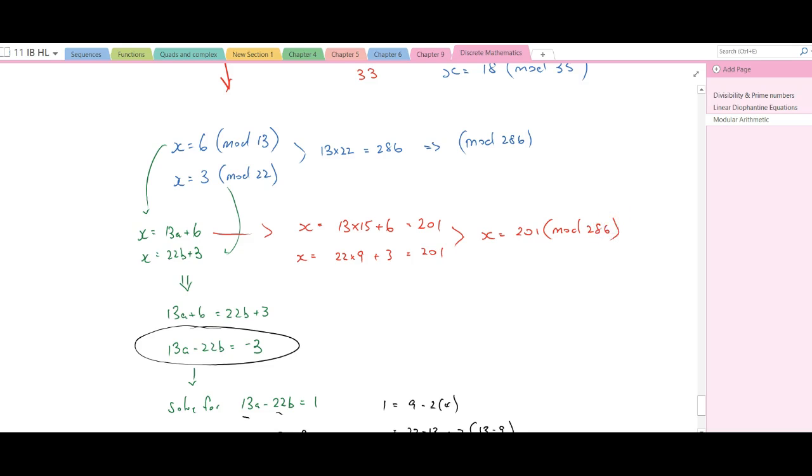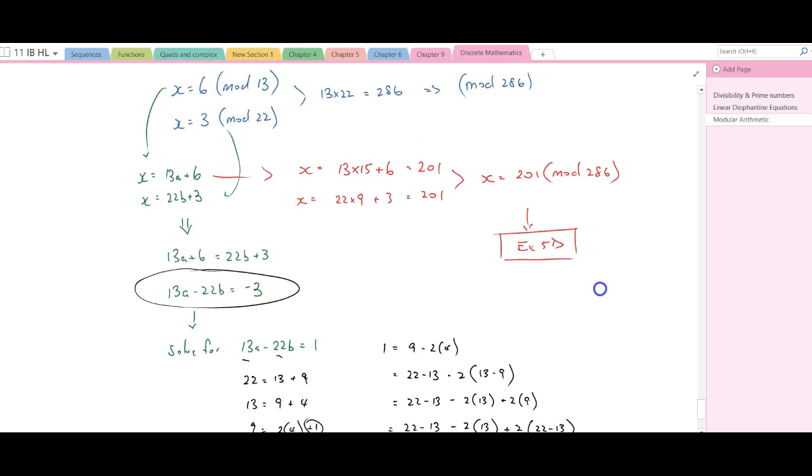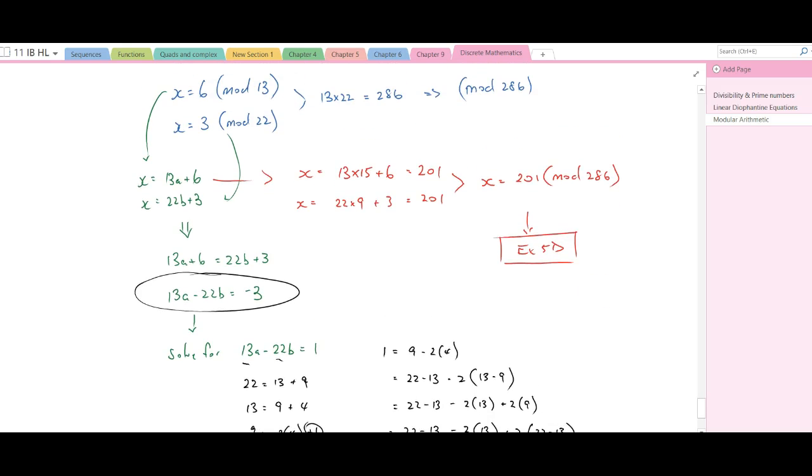Okay, go ahead and do the rest of exercise 5D, and then go to the 5th and last lesson in this unit on modular arithmetic.